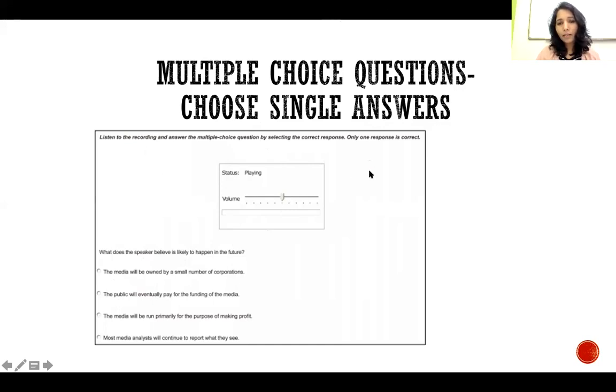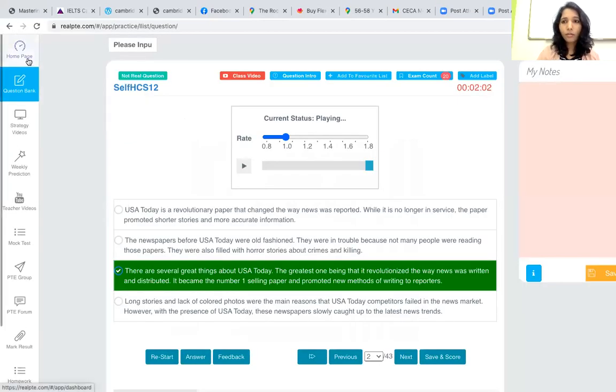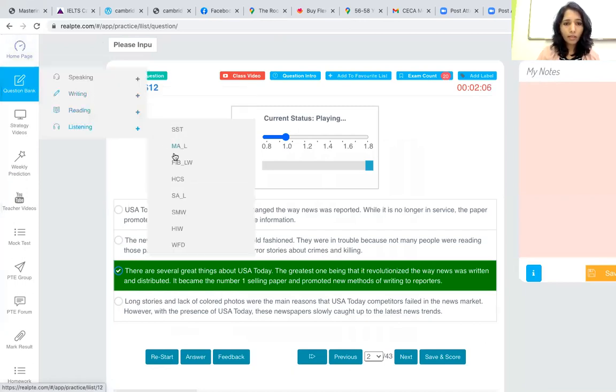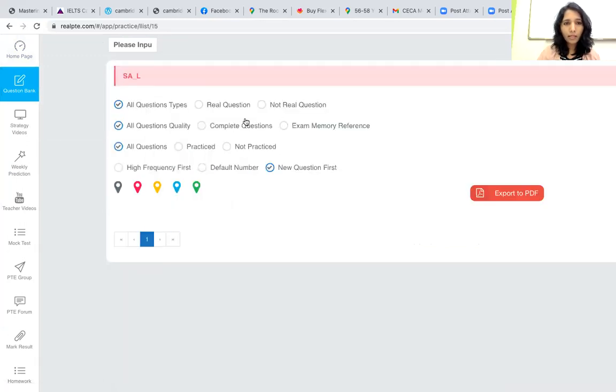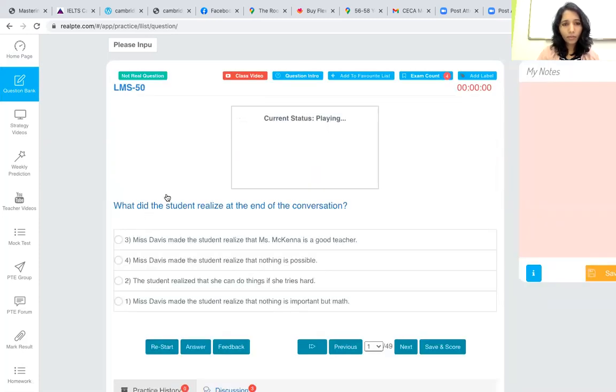So listening has a lot of multiple choices, right? So we go back to the practice website and see how this question type looks like. While you are listening to the audio, run your eyes through the options, trying to choose what the answer would be. So multiple choice, single answer, I think. Okay, let's say single answer listening. That's what SAL stands for. Let's do the first one.